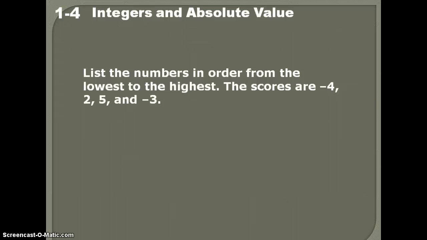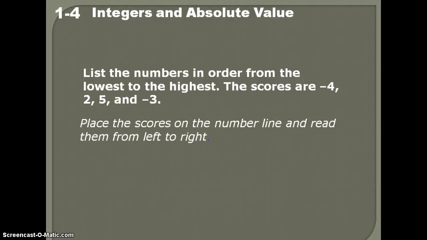So let's look at a number line and make sure that we can put some numbers in order. List the numbers in order from lowest to highest. We have scores of -4, 2, 5, and -3. On the number line, the lowest number would be on the left, which is -4. The next one over is -3. Further to the right is 2, and the highest number is 5. So remember, a number line works the lowest on the left, the highest on the right.